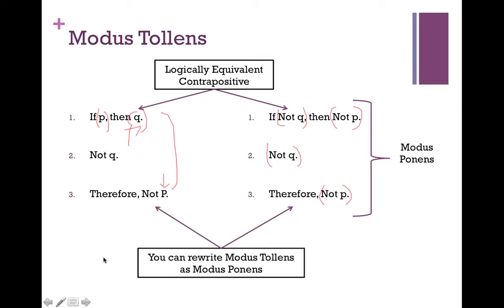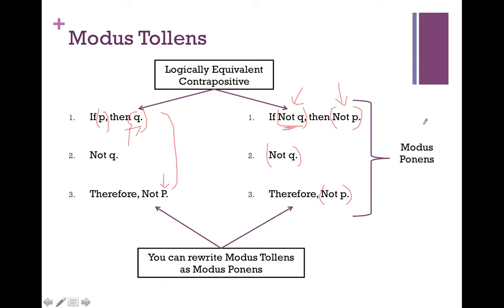And again, when I say affirm everything, what I mean is you have to affirm the entire antecedent, which in this case would be not Q, and you have to affirm the entire consequent, which in this case would be not P. That is going to be your antecedent. That is going to be your consequent.